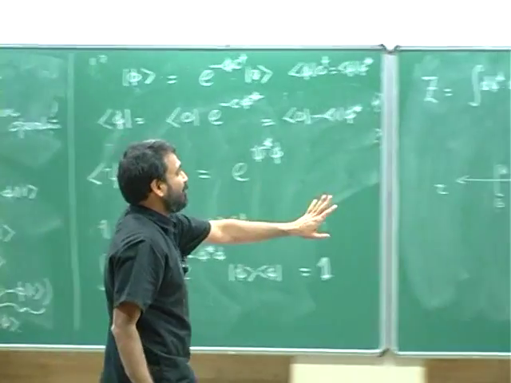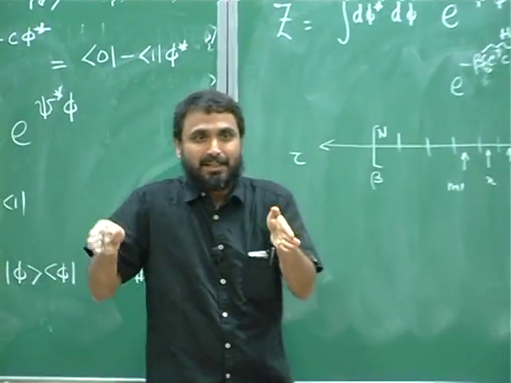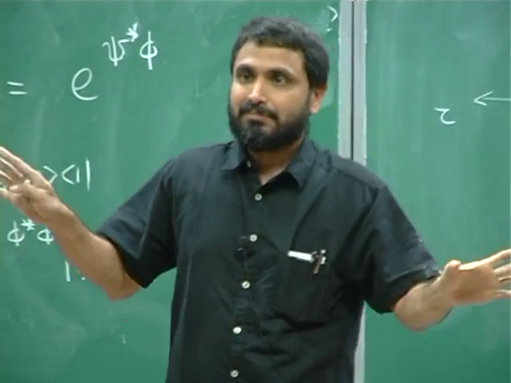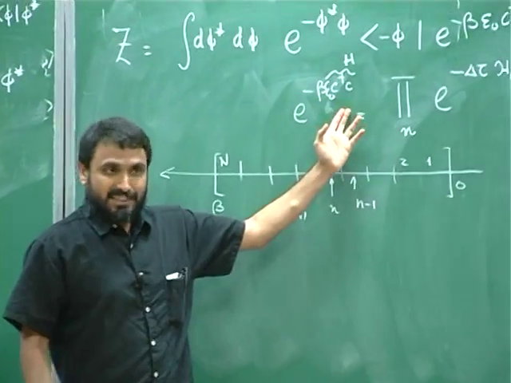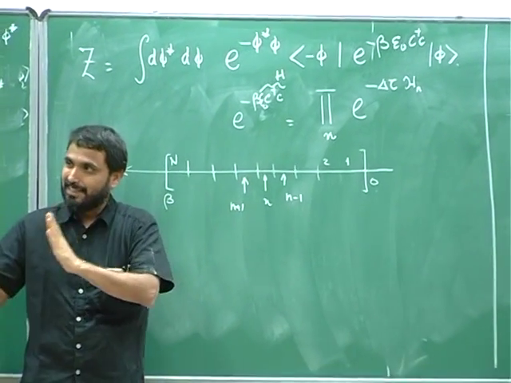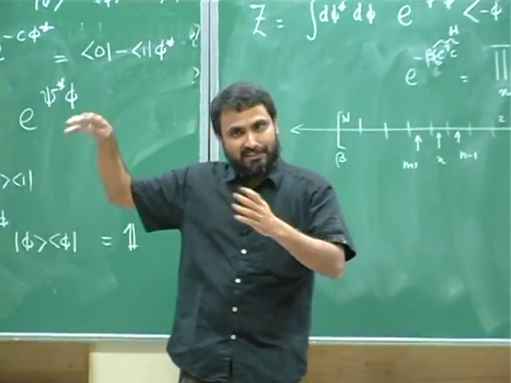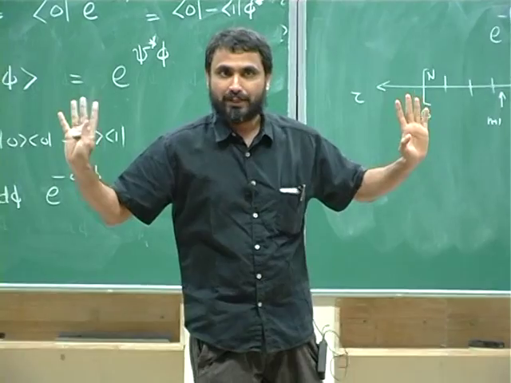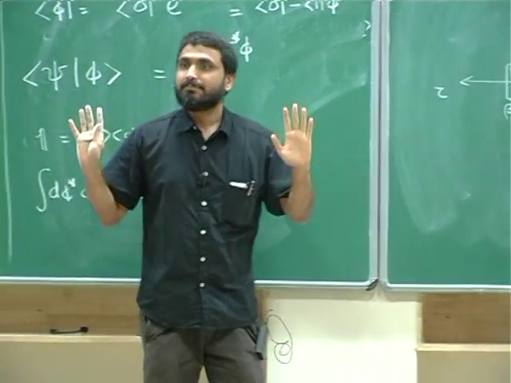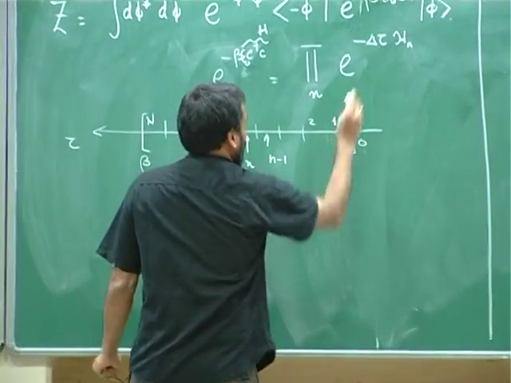So all I have done is I've taken this beta and split it up, just diced it up into delta tau. That's it. And I'm perfectly allowed to do this because the C dagger C is the same in each slice, so they commute with each other. So e to the a, e to the b is e to the a plus b. Right? Because everything is commuting and we don't need to worry about anything. Good? Okay, all right.